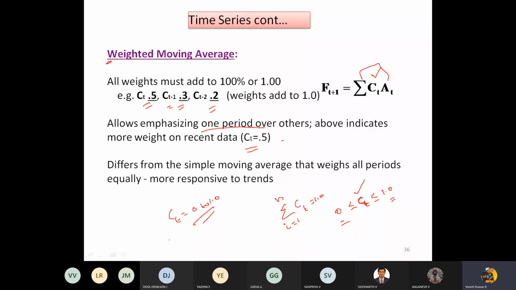So இங்க எழுதியிருக்கேன் பாருங்க. So last class we discussed this thing, right? So C suffix T, which must lie in between the values 0 to 1, right? So this is our formula: summation i equal to 1 to n of C suffix T, which is equal to 1, and each must lie in between 0 to 1, right? So this is our formula for weighted moving average. This is the formula நமக்கு, right?